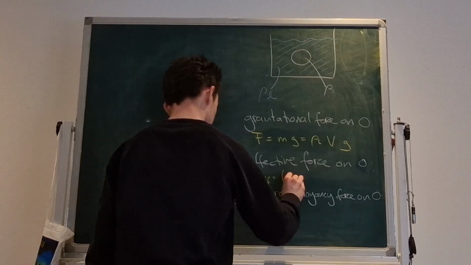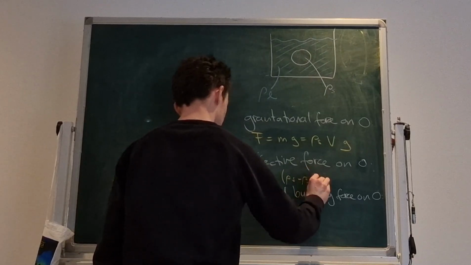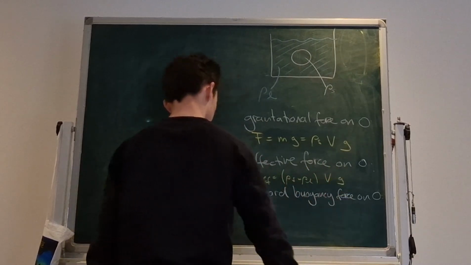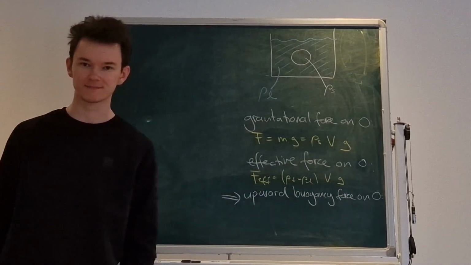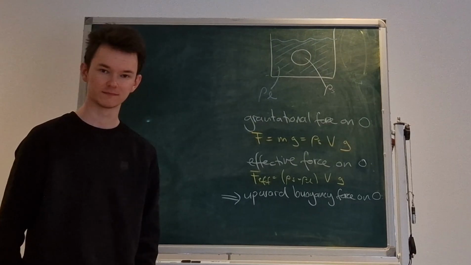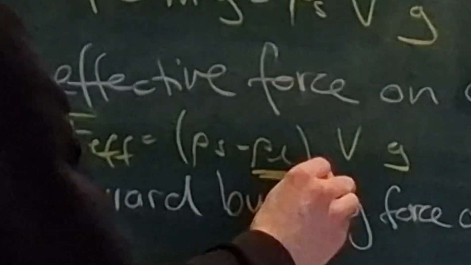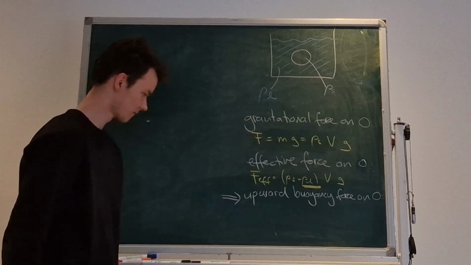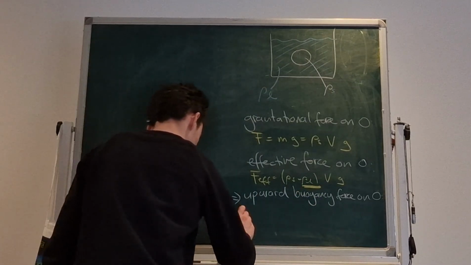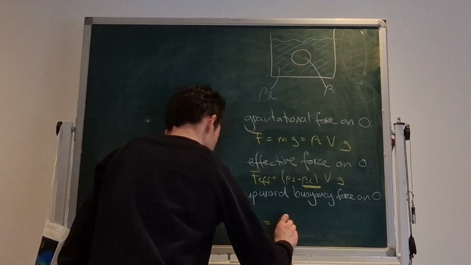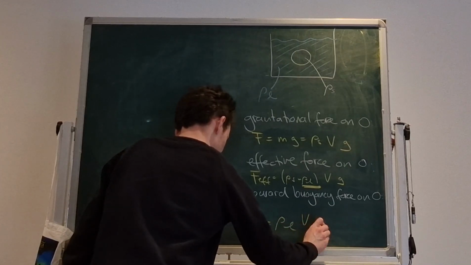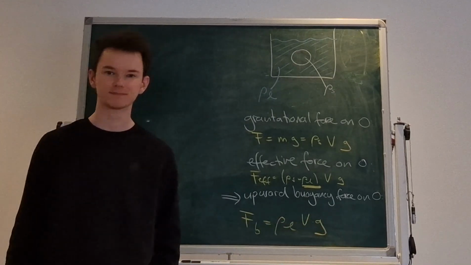So the effective force is difference in densities, so density of solid minus density of liquid times volume times gravitational constant. So we can now see that this extra part acting against gravity, and this extra part is called the buoyancy force, which points upwards. So the buoyancy force is equal to the density of the liquid times the volume of the solid times gravity constant, so 9.81 meters per second squared.